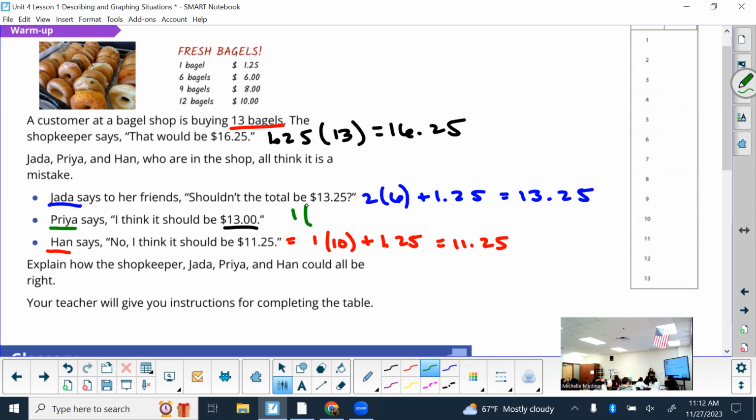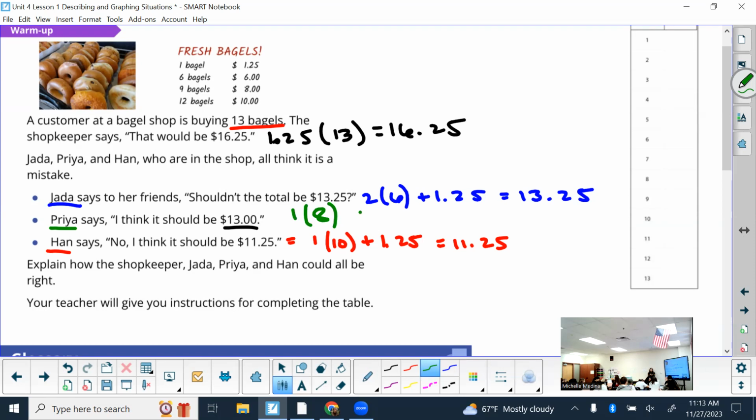Now, so I'm buying one bundle of 9 for $8. How many more bagels do I need to buy if there's 13 total? 4. Yes, it is 4 more bagels that you need to buy. Is there a special price, table 1, for 4 bagels? So then what's going to be the price for each bagel for the 4 that I still need to buy?